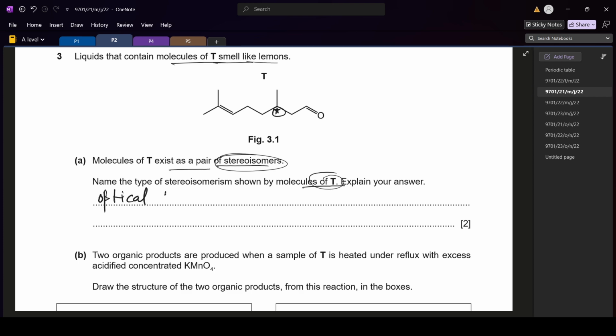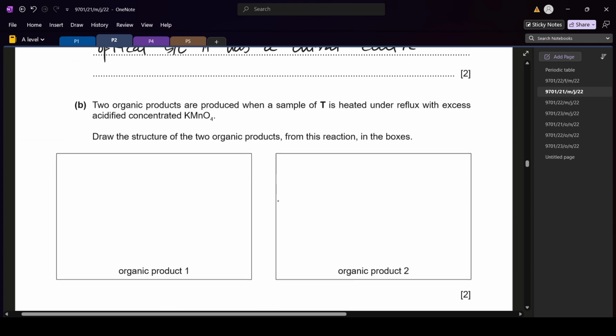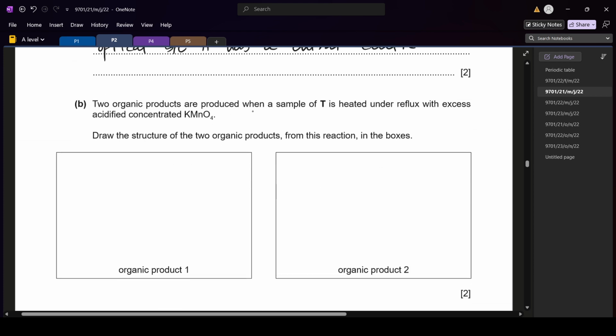So which type of isomerism is shown? Optical, because it has a chiral center, and in a chiral center the carbon atom has 4 different groups attached. Okay, part B. Two organic products are produced when a sample of T is heated under reflux with excess acidified KMnO4. Okay, draw the structure of the two organic products from this reaction.